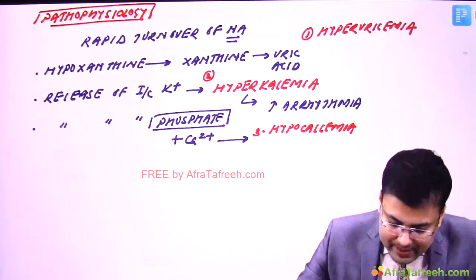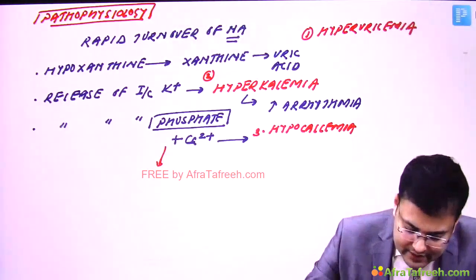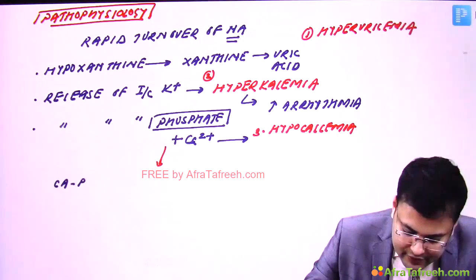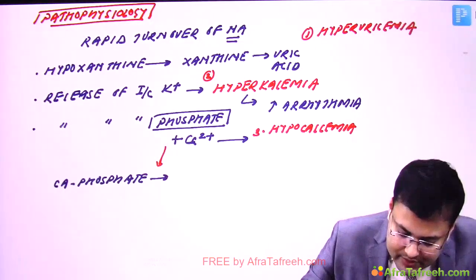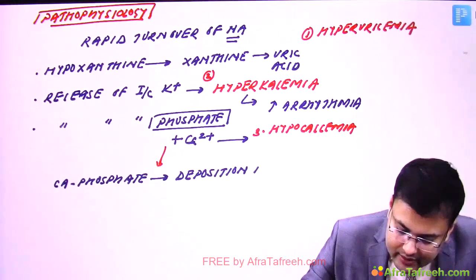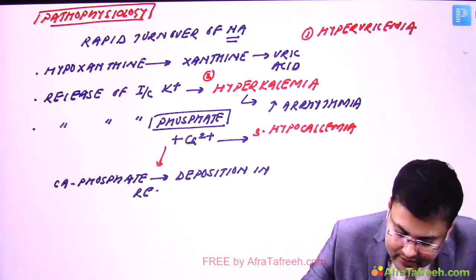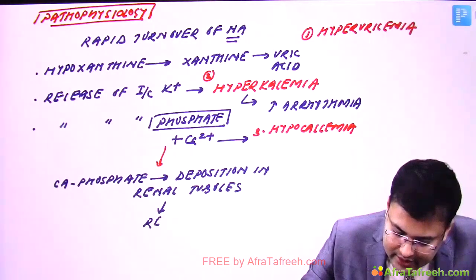Clear? Now what happens? This calcium phosphate is deposited in the renal tubules. So deposition in renal tubules. Clear? And it can lead to what? Renal failure. So it can lead to renal failure. So there is renal failure.